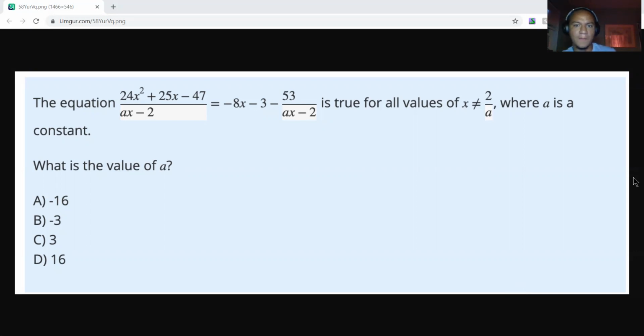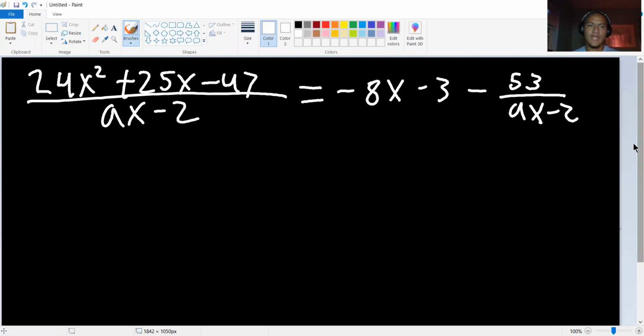So basically it's saying no matter what value you put in for x, it's always going to be true, but only if a is one of these. Okay, well, let's go ahead and do the math. I've actually taken the liberty of writing out this equation already. So we get this, and we basically have to make this more readable.